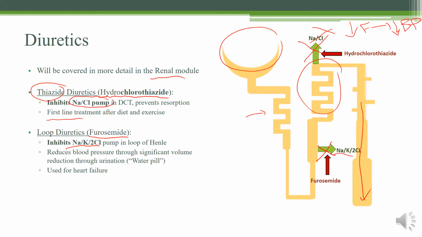So what that means is more of it gets peed out and less of it is used to increase your blood pressure. So it reduces the amount. It's also known as the water pill, just in case you get into third year and a patient tells you, oh yeah, I'm using the water pill. It's called a water pill because it makes you pee a lot. I'll try to think of it as furosemide makes you pee furiously.